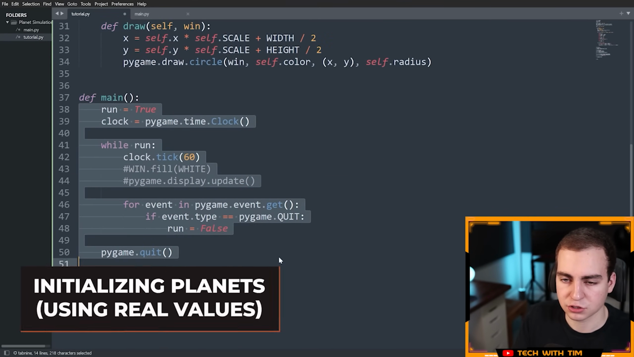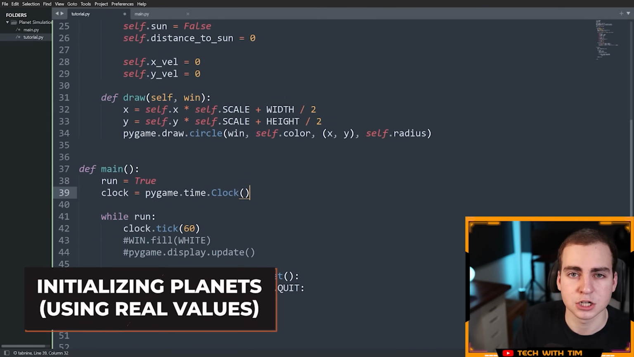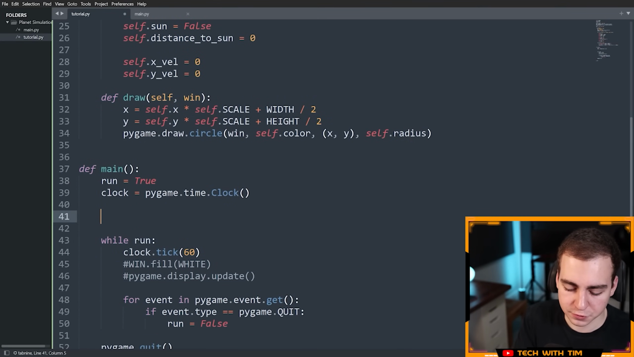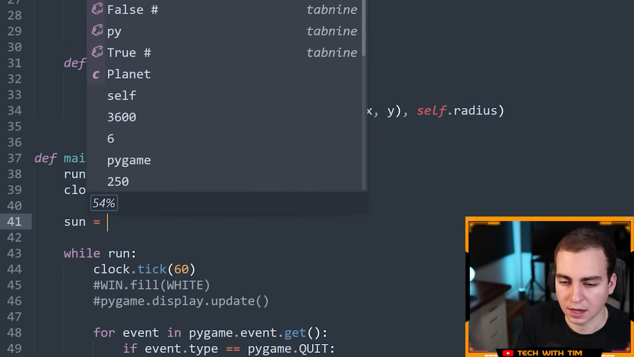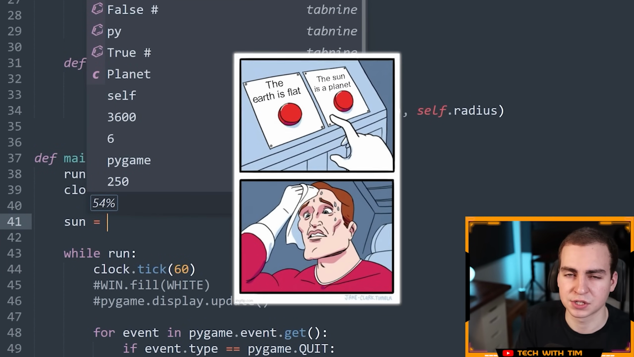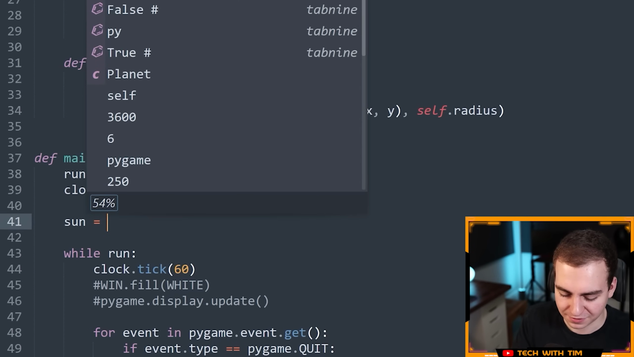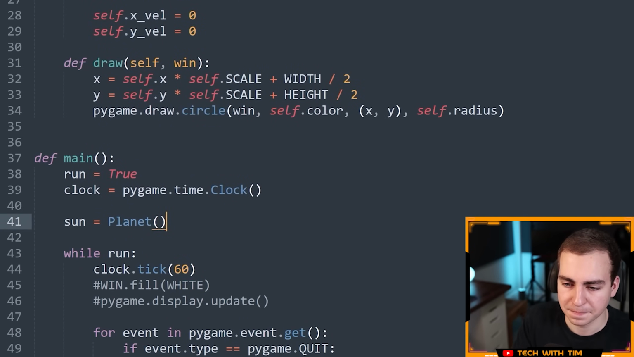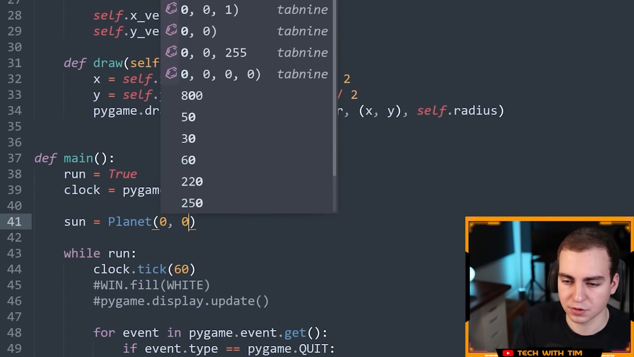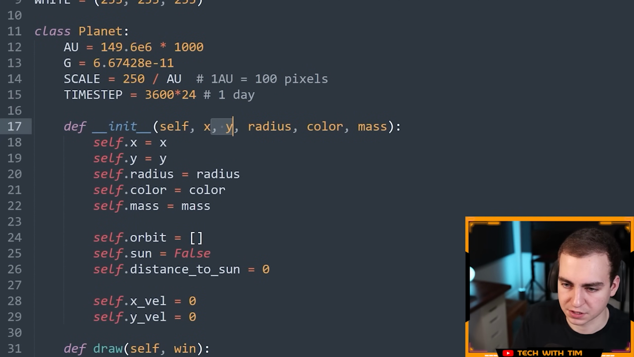Let's now go and actually draw a few planets and initialize some of their constants. So the first planet we probably want to draw is the sun. Could you call the sun a planet? I guess it's a star. Again, not a big physics guy, but the first thing we want to draw is the sun. So I'm going to say sun is equal to planet, and we're going to pass 0, 0 for its XY. So 0, 0 right here.